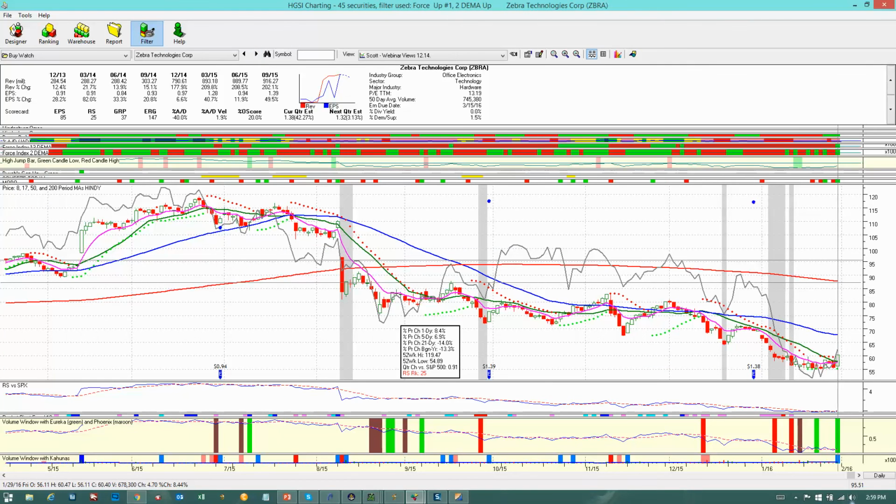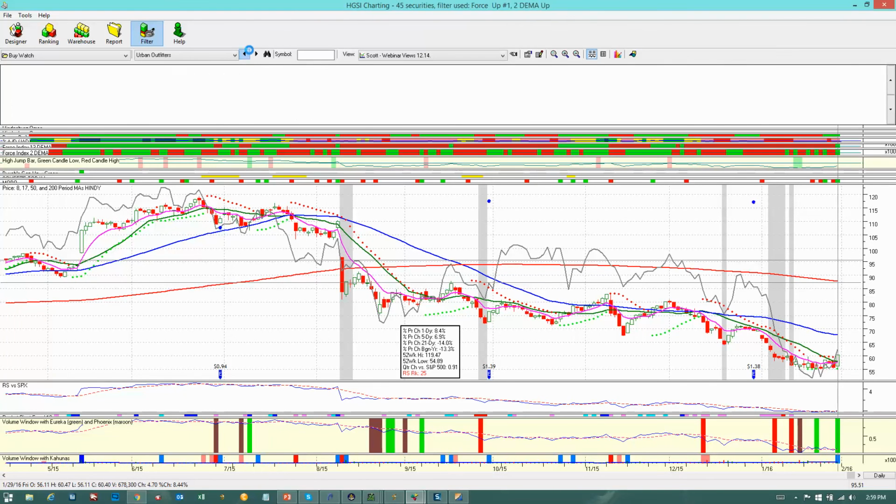Zebra Technology, another stock in a deep downtrend. The thing I liked about it was it had that kahuna here. I'm not sure why I picked it. It doesn't look so good. Let's look at Urban Outfitters.